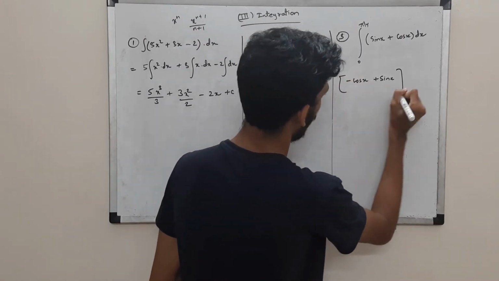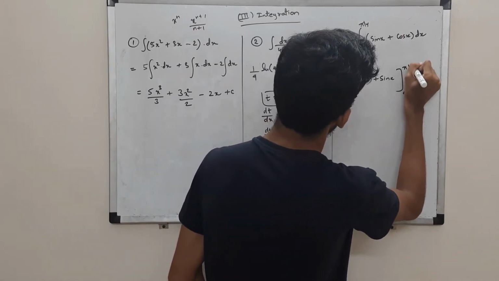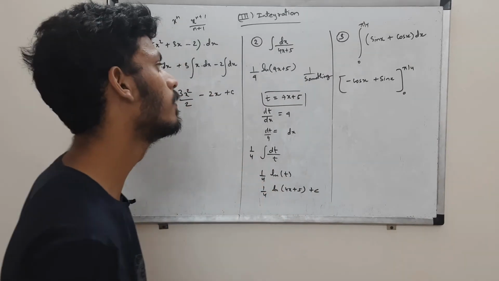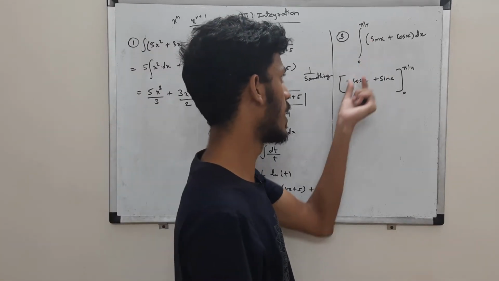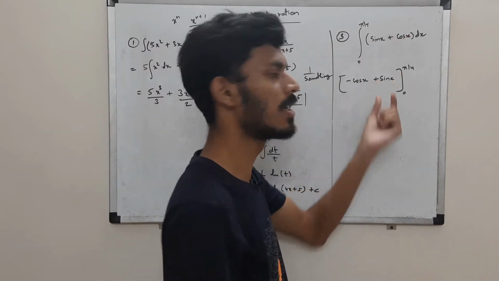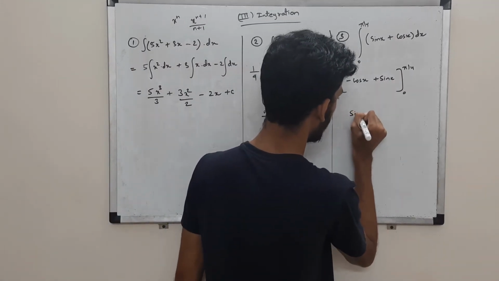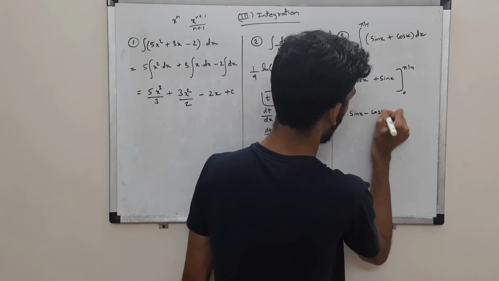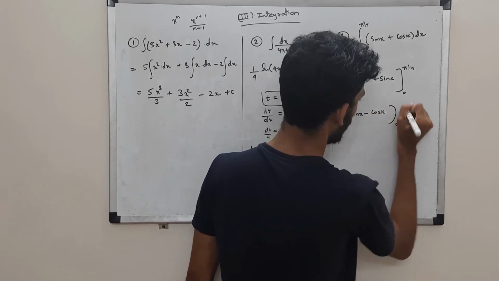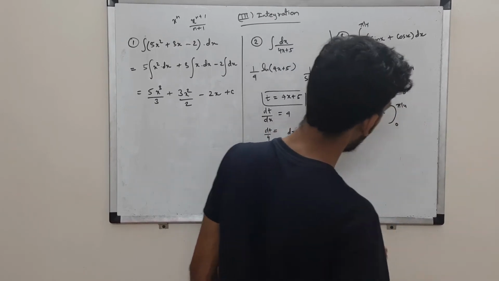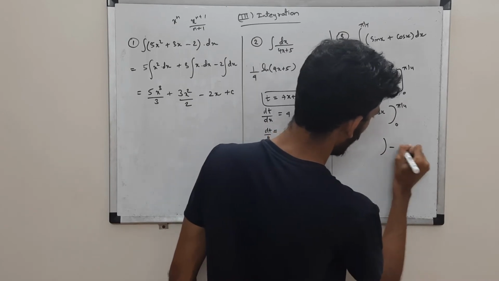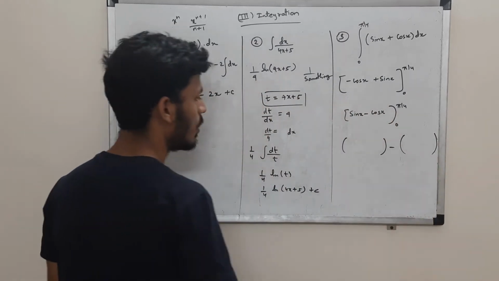Okay, here you won't have plus c because it is a definite integral. The integral of sin x minus cos x is sin x. Now you're supposed to substitute the limits. Let us write it as sin x minus cos x first, just for simplicity, and then upper limit minus lower limit. So we substitute the upper limit, minus the lower limit, in this bracket.